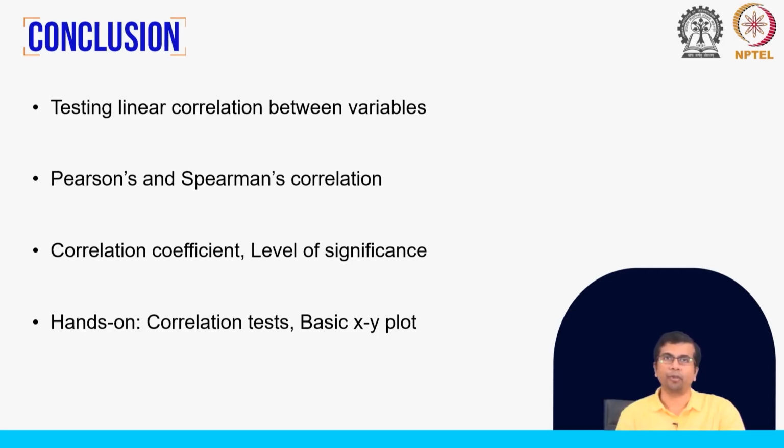What we have talked about is correlation analysis, which we are looking at from the point of view of linear correlation between variables. And there are two types of correlation we can report. One is Pearson's correlation, the other is Spearman's correlation, and we get the correlation coefficient, which is the effect size, and then we also get a level of significance from the p value. And then we have also looked into the hands-on of correlation test and basic XY plot, where we have seen how we can take very simple plots and make them very pleasing to the eyes.